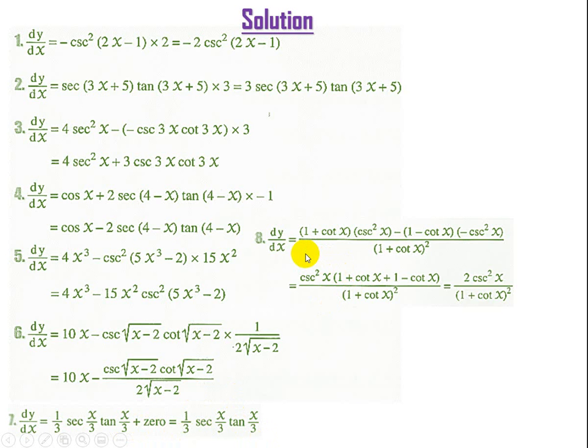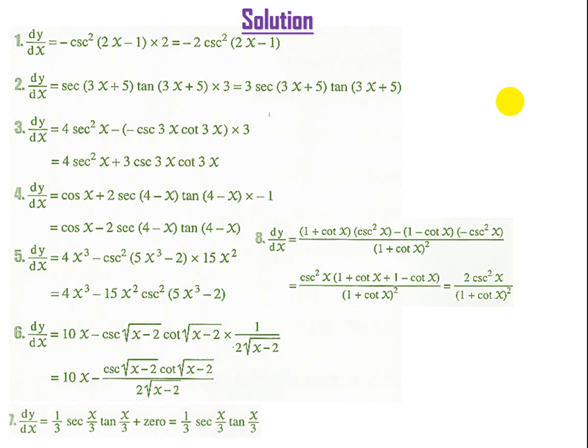The last one, number 8. dy by dx: the derivative of the fraction is over the denominator power 2, then the derivative of the numerator times the denominator minus the derivative of the denominator times the numerator, which means the bottom of the fraction is (1 plus cotan x) all power 2. The derivative of the numerator is (1 plus cotan x) times cosec squared x, minus the derivative of the denominator times the numerator, which will be (1 minus cotan x) times negative cosec squared x.